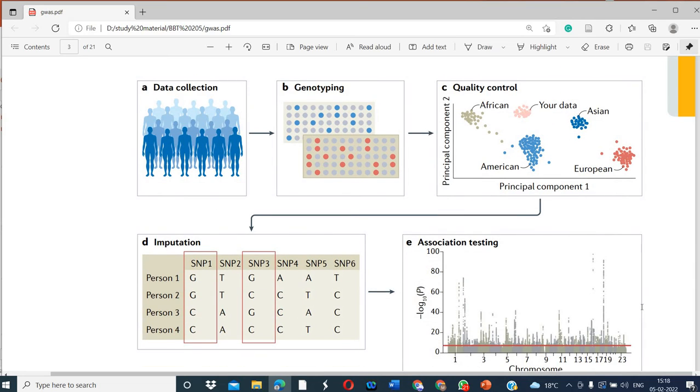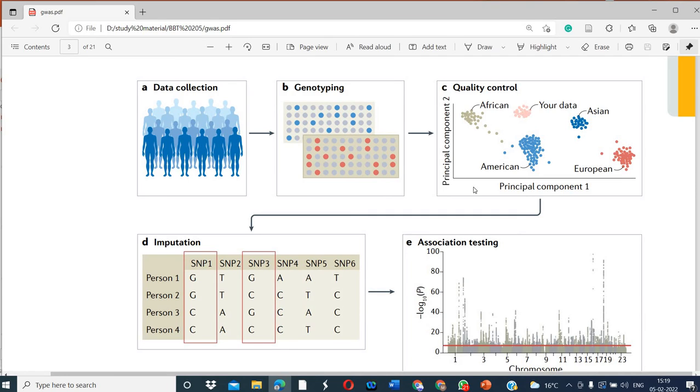We have discussed this figure: data we collect from different individuals or populations. This can be family based or population based. There can be two types of analysis, family or population. Family analysis will be done on a small scale. A large population will take more time. Then we do genotyping. So we have discussed these steps.